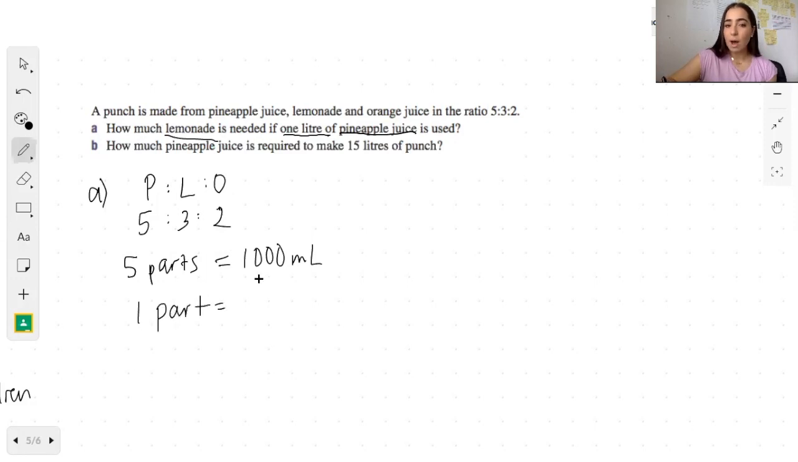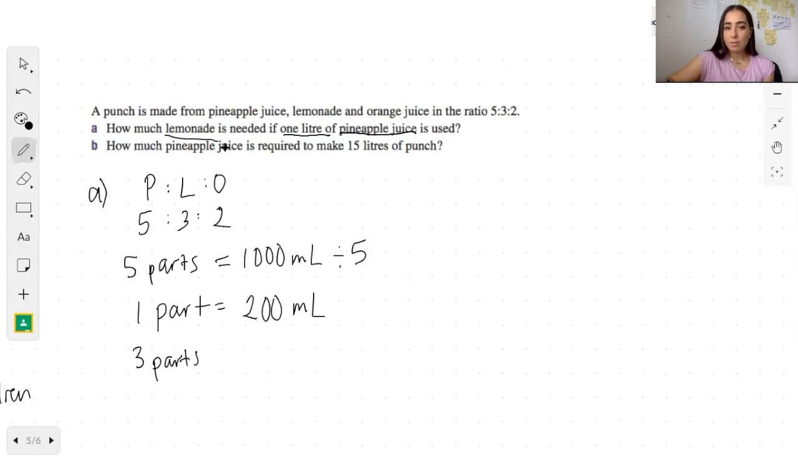And then from here, you can find 1 part. To find 1 part, you simply divide 1,000 by 5, because this represents 5 parts. So that way you get 200 mils. So then 1 part is represented by 200 mils. And then because we're finding how much lemonade is needed, lemonade represents 3 parts.